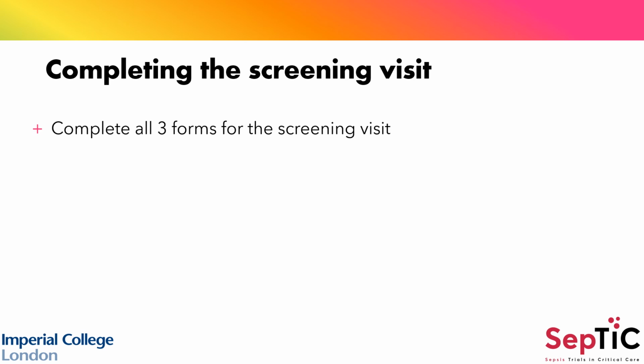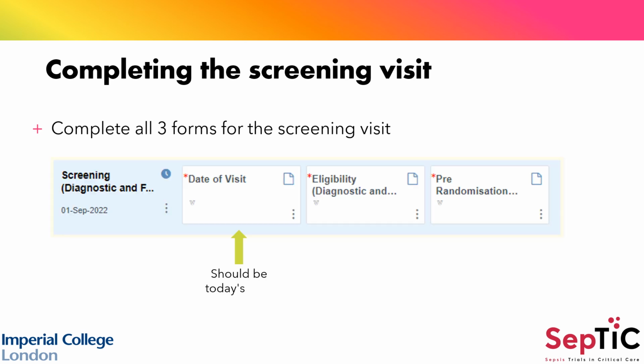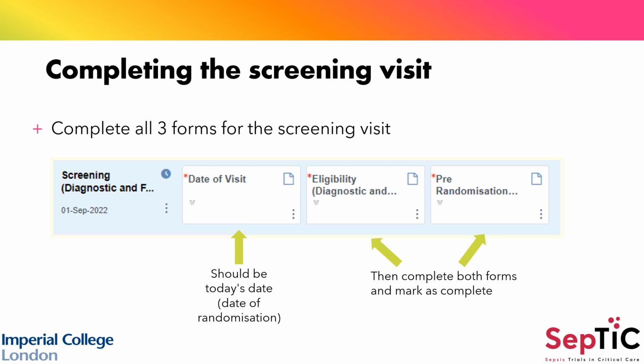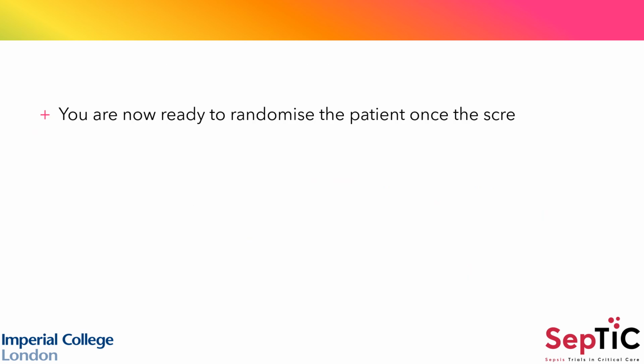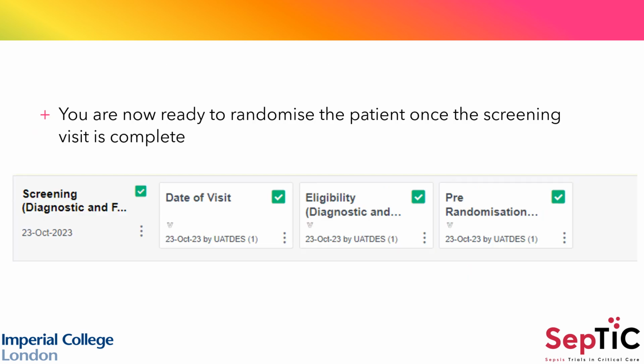Complete all 3 forms for the screening visit. Date of visit should be today's date of randomization. Then complete both forms and mark as complete. You are now ready to randomize the patient once the screening visit is complete.